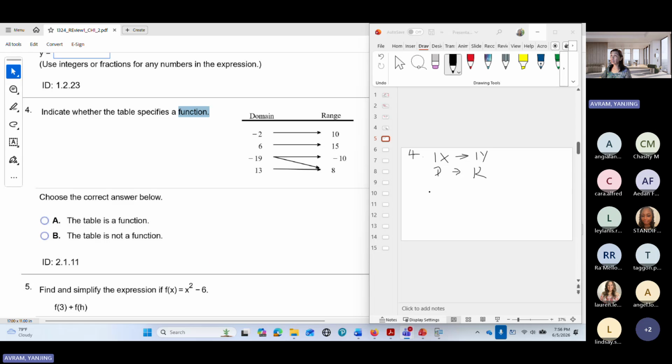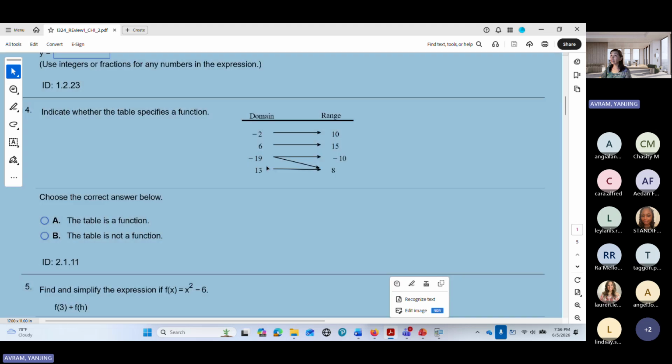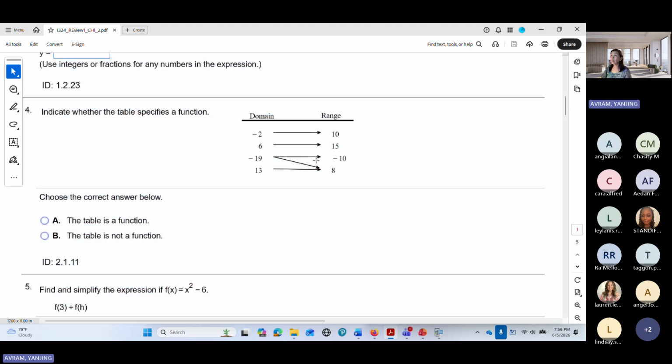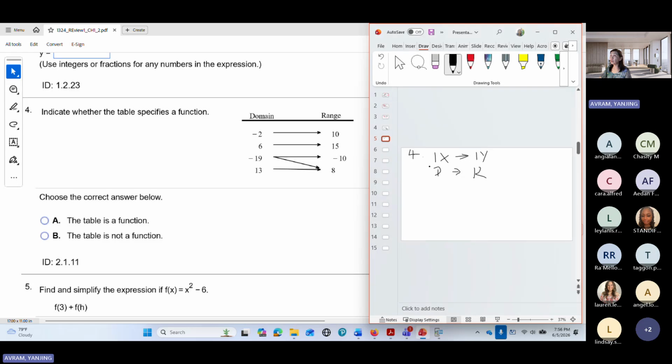Why is this one not a function? Because look at negative 19 in here. What happened? One input, you got two outputs. You have negative 19 corresponding to negative 10 and 8. So the answer will be B, it's not a function. The concept here is that in order to be a function, one input can only have one output. This one, negative 19, has two outputs, so the answer will be no.